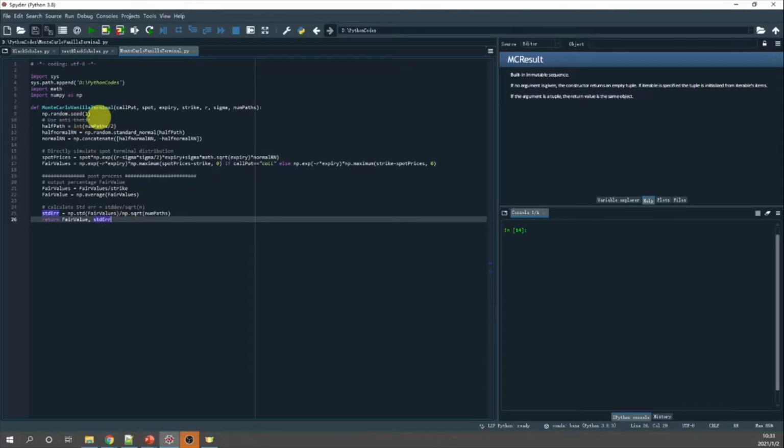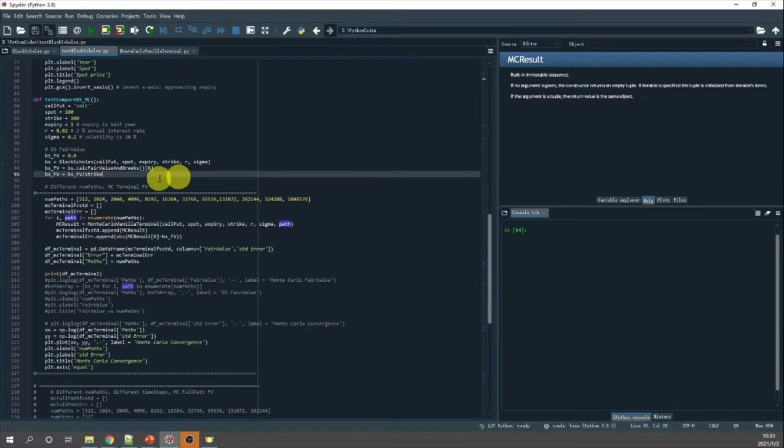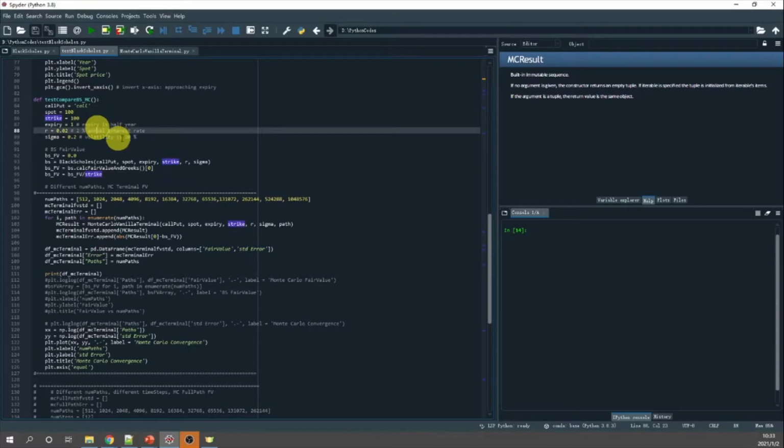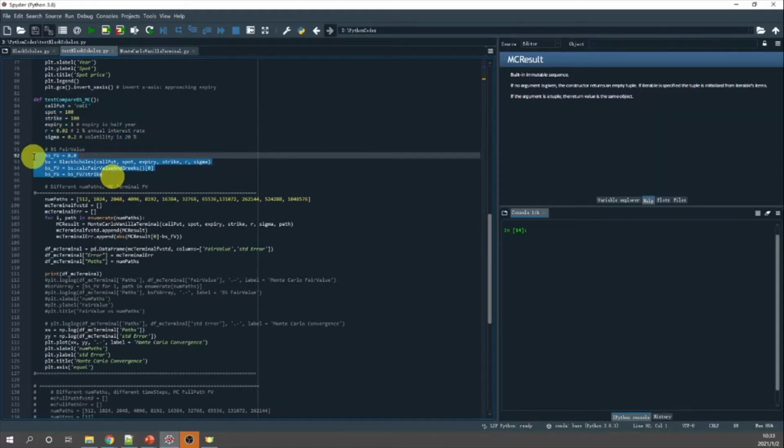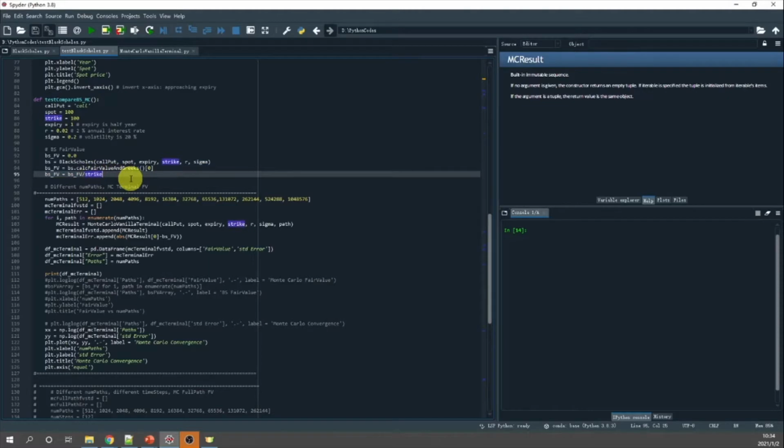Okay. Then I define the test function in this test blackscholes.py script. Here, firstly, I define the contract. It's a call option, spot is 100, strike 100, expiry is 1 year, interest rate is 2%, volatility is 20%. Then I calculate the Black-Scholes fair value. I'll use the Black-Scholes as my benchmark comparison to test how accurate my Monte Carlo simulation is.